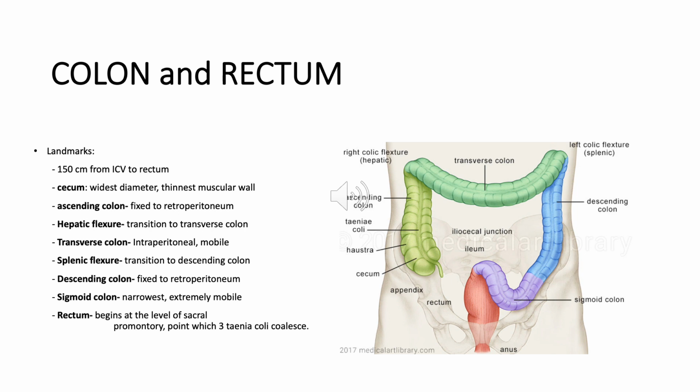The ascending colon is usually fixed to the retroperitoneum. The hepatic flexure marks the transition to the transverse colon. The transverse colon is relatively mobile but is tethered by the gastrocolic ligament and colonic mesentery. The splenic flexure marks the transition from the transverse colon to the descending colon. The descending colon is relatively fixed to the retroperitoneum. The sigmoid colon is the narrowest part of the large intestine and extremely mobile. The narrow caliber of the sigmoid colon makes this segment of the large intestine the most vulnerable to obstruction.